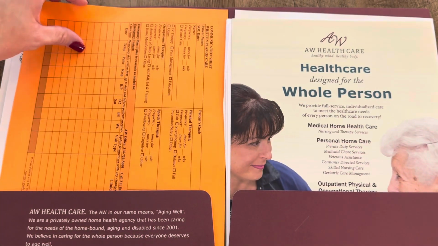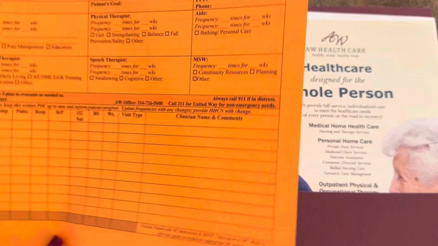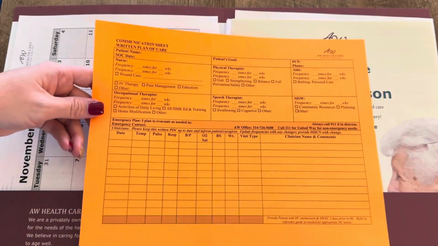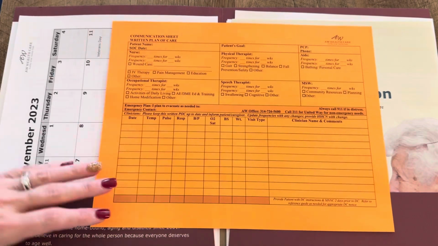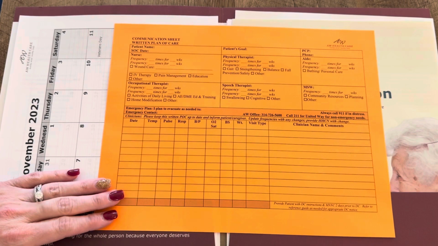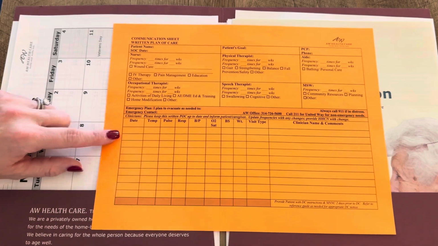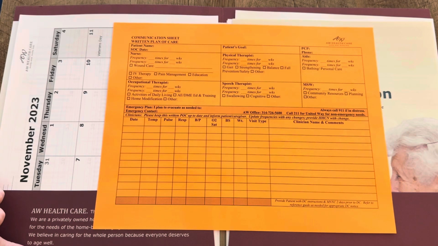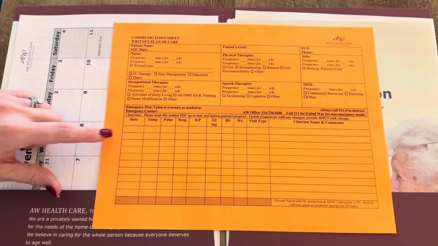Every folder will have a bright colored sign-in sheet. This one's orange, but it could be blue, pink, yellow, some kind of bright color. It'll be pretty easy to find. This is our sign-in sheet, but also our written plan of care. So every visit, we want to make sure we sign in with their vital signs, our name, what kind of visit it is, obviously the date.